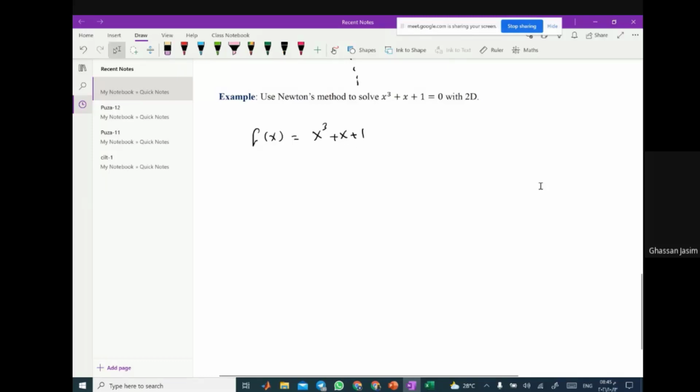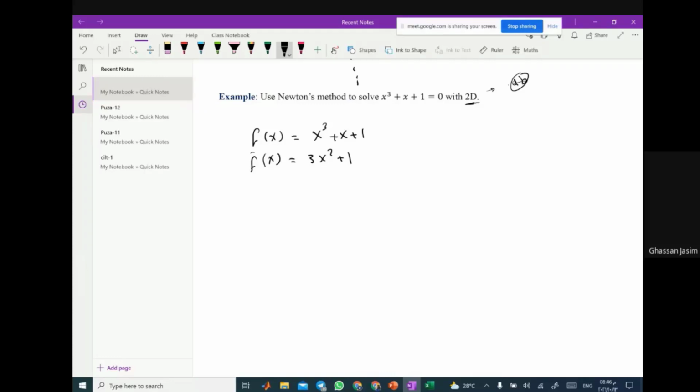Now, I need one point. He says use 2D. 2D means 2 decimal points. After the point, we will take just 2 numbers. Now what do we need to solve this by Newton Raphson? F dash. Good. Let's differentiate this. F dash x will be what? 3x power 2, plus 1.